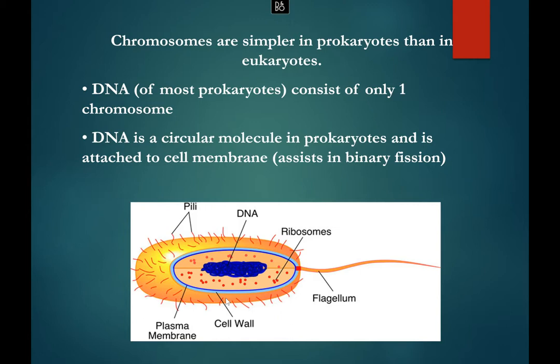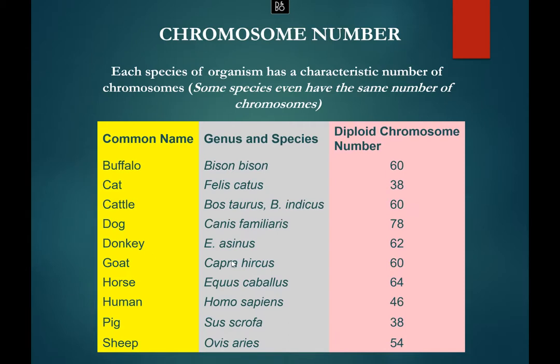Just a quick thing about prokaryotes, and they address this in the video you're going to watch. In general, a prokaryote will have one circular piece of DNA in order for it to reproduce. We don't need to go too much into that.